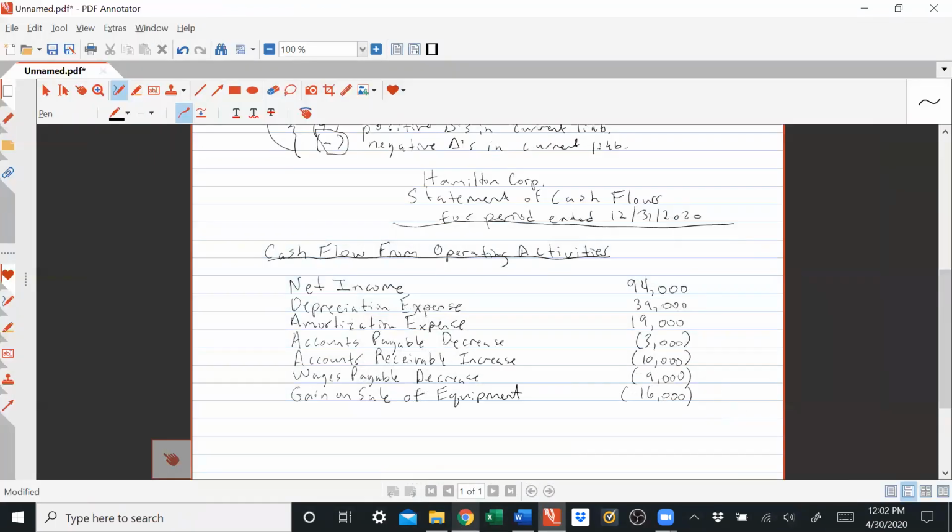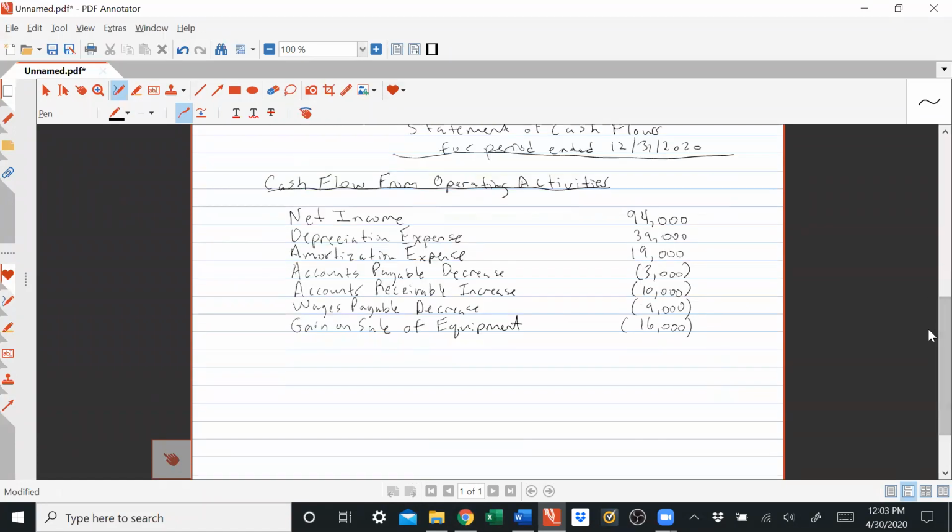So when I redefine what goes in the operating activity section, it's any cash inflow or outflow resulting from our normal operations. Also, anything that's in net income that doesn't involve cash, like depreciation, amortization, and a gain on sale of equipment, also goes in the operating activity section, if we're using the indirect method.